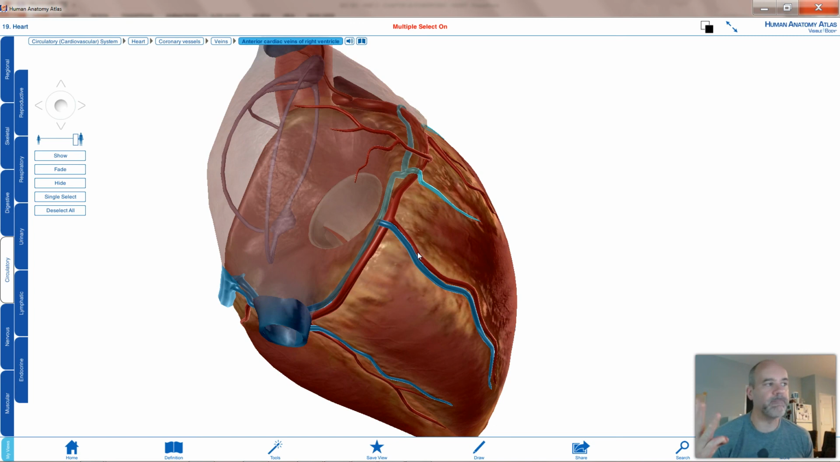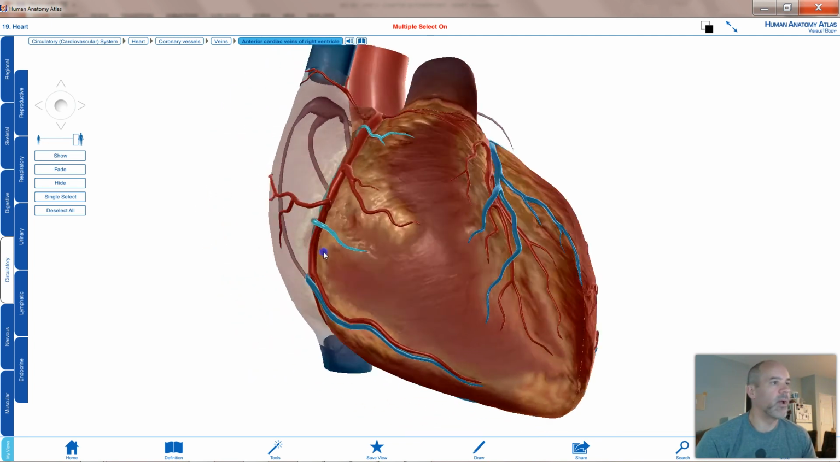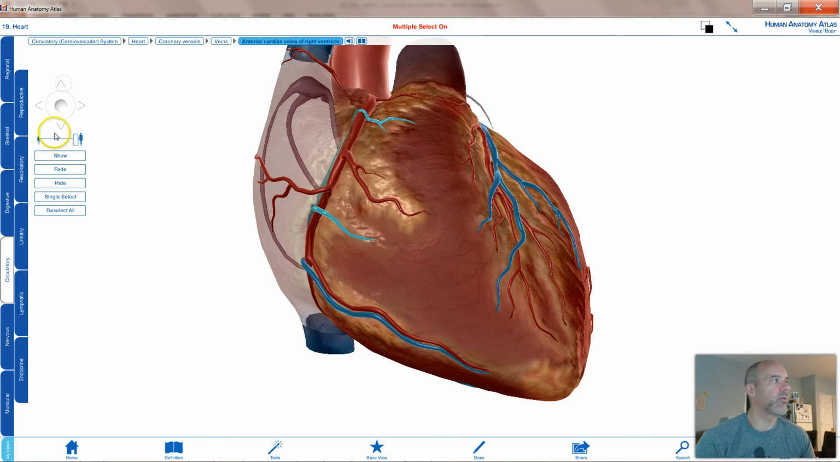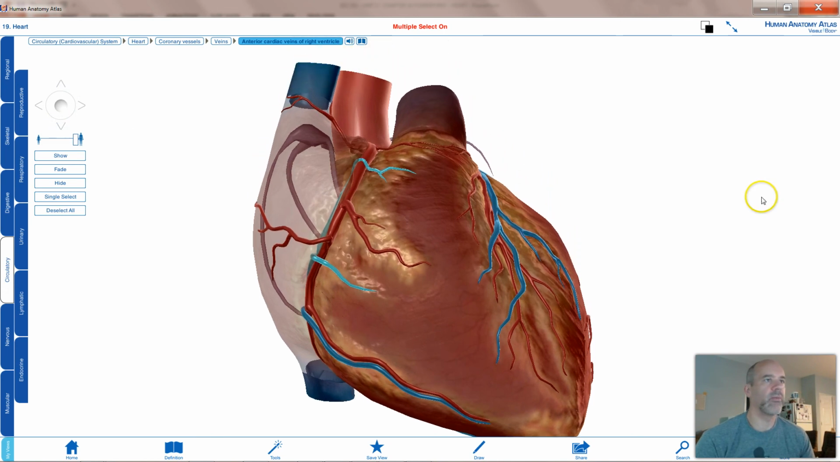The only coronary or cardiac veins that you really need to be able to identify are the small cardiac vein, the middle cardiac vein, the coronary sinus, and those are really your only three dealing with blood flow around the heart that you have to know.